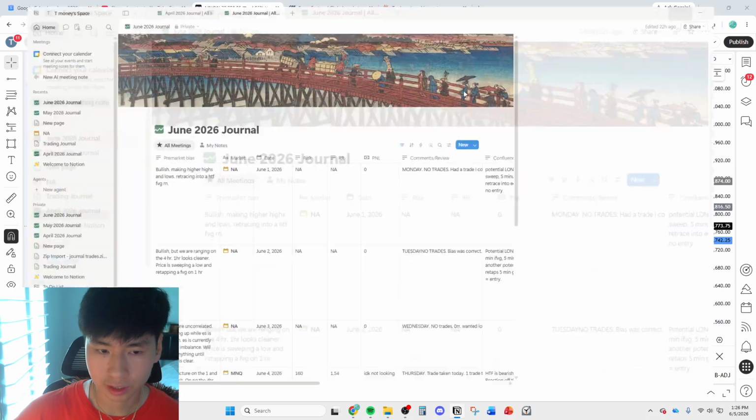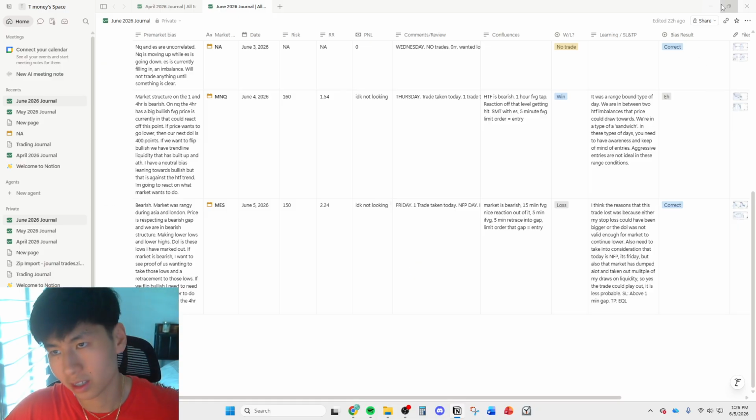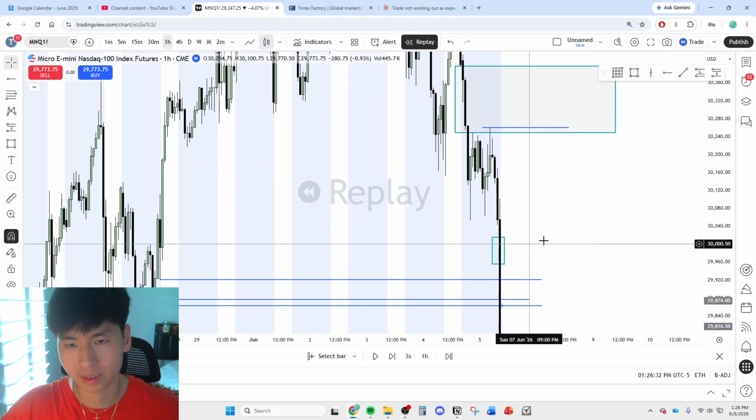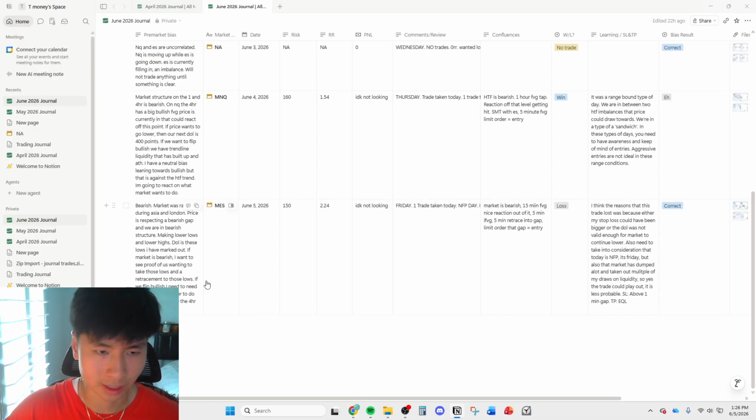If I bring up my journal, bearish, this is my pre-market analysis. Market was ranging during Asia and London. I thought we did something different in Asia and London, actually. Price is respecting bearish, and we are in bearish structure, making lower lows, lower highs. Draw on liquidity is the lows I have marked out. And then this is the condition I set.